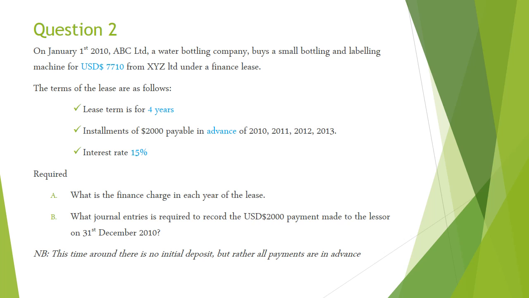Let us see question 2. This is basically almost the same as question 1, but there are only 2 changes made to it. This time around, there's no initial deposit of $2,000, and then the installments of $2,000 are payable in advance instead of question 1, which was being paid in arrears. So basically the whole structure is the same. Now let's see how to handle or treat a question like this.